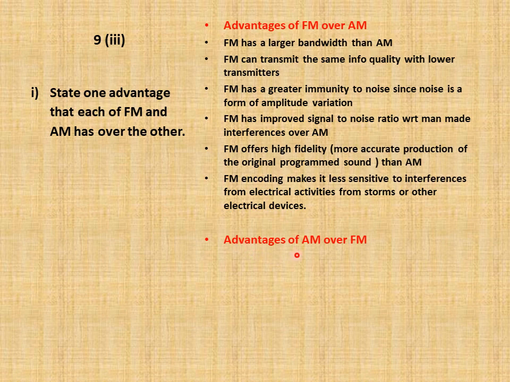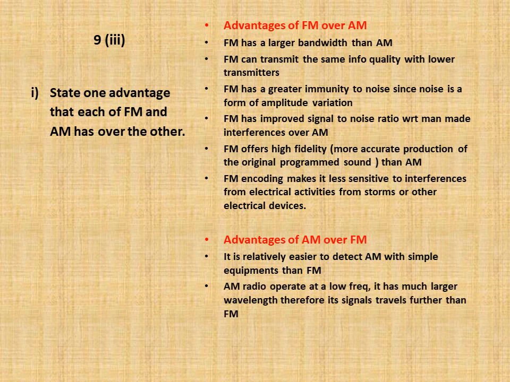Now, advantages of amplitude modulation over frequency modulation. It is relatively easier to detect amplitude modulation with simple equipment than frequency modulation. Amplitude modulation operates at a low frequency and has a much larger wavelength. Therefore, its signals travel further than frequency modulation because of the larger wavelength.